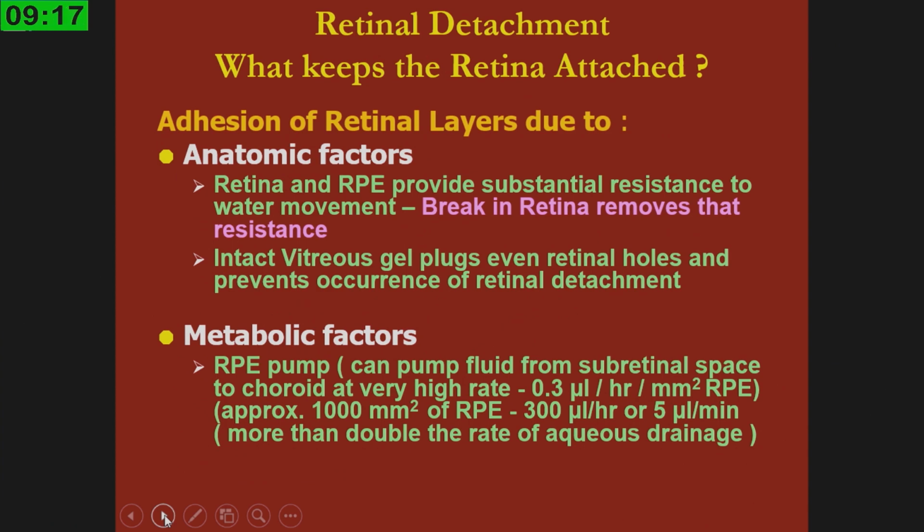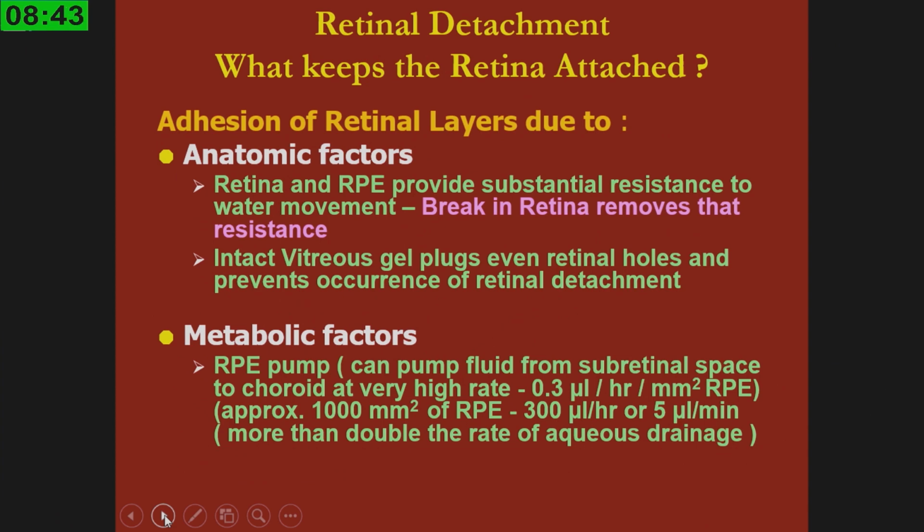So the most important thing is anatomical factors. The retina and the RPE per se provide substantial resistance to water movement. Now imagine if a break occurs, water movement will go through, so detachment will occur. An intact vitreous plug is very important because we talk about the role of scleral buckling. Scleral buckling is effective because there is a vitreous plug and that plugs the retinal hole when you put the buckle. And that prevents further occurrence of a retinal detachment.